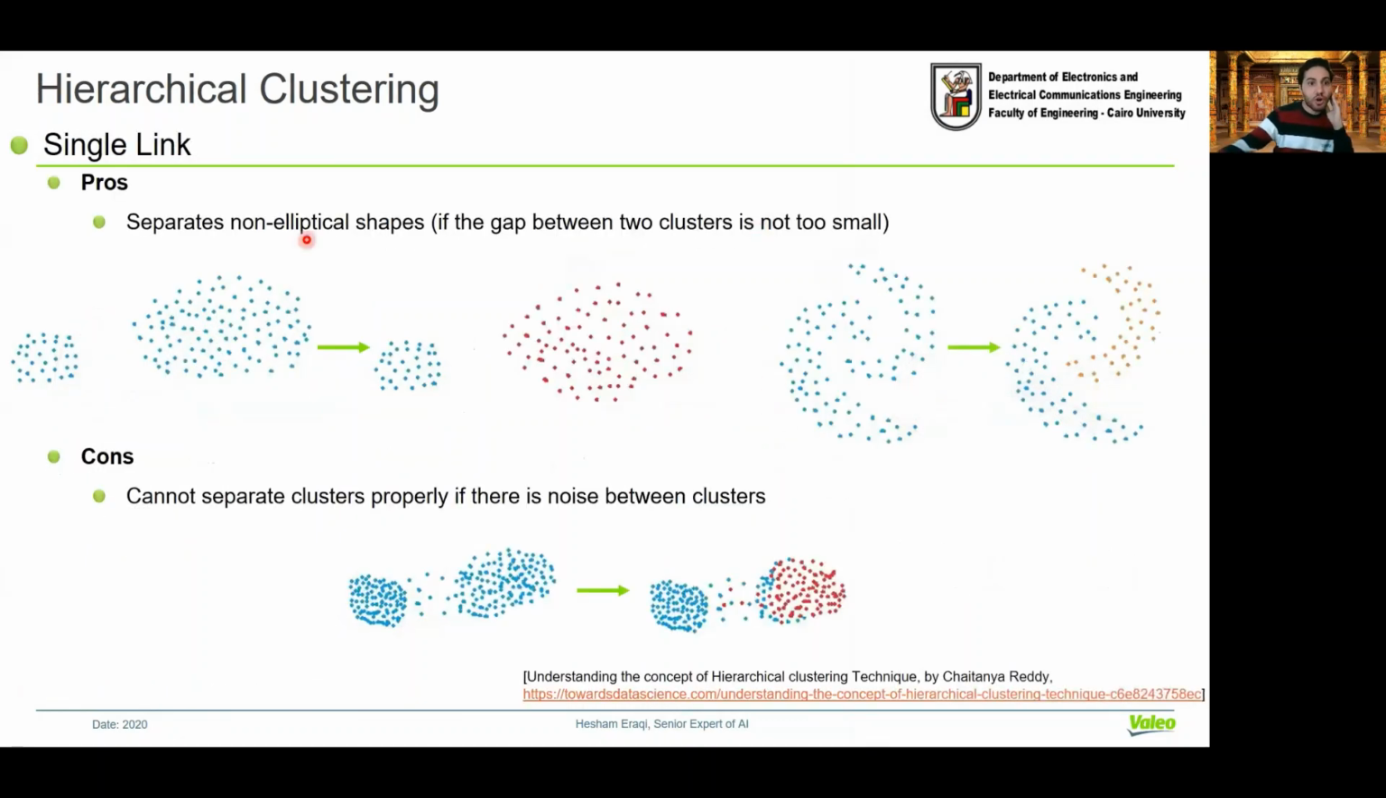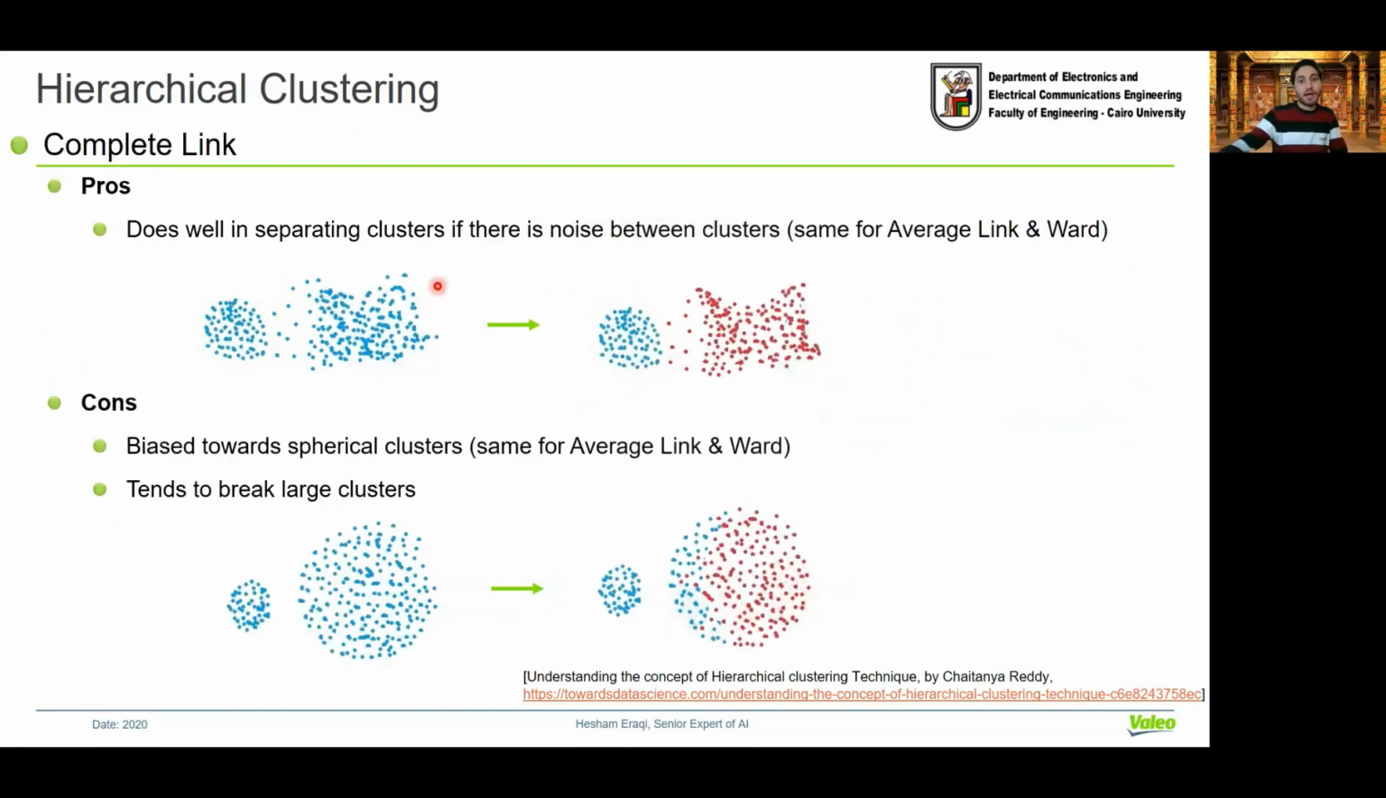So one advantage of single link clustering is that if you have a large gap between the two clusters, like in this example, you can very easily separate them, even if you don't have elliptical or circular shaped clusters like this. One disadvantage of single link hierarchical clustering is that it cannot properly cluster the noise between two clusters, either into a separate cluster or as one of the two clusters.